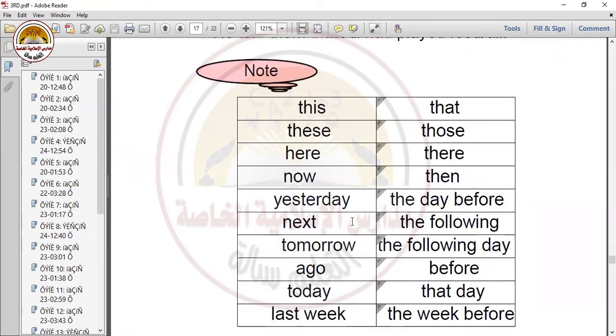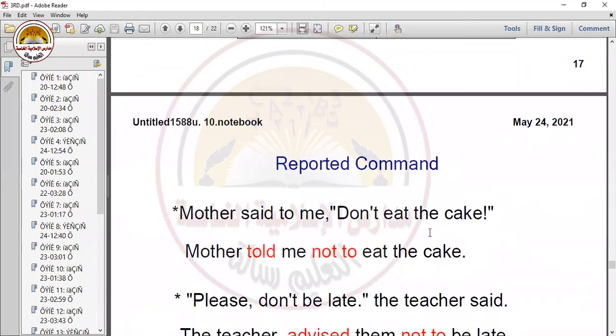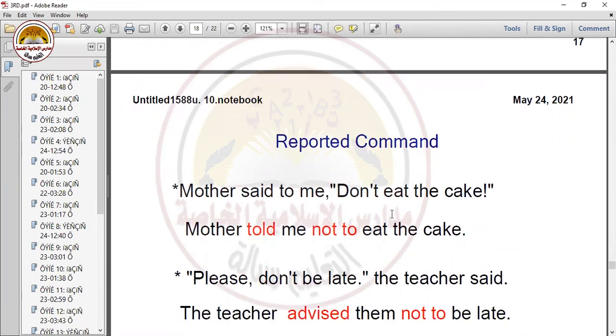This is in the statement, the reported statement. But if we have reported commands, then imperative sentences. Mother said to me, "Don't eat cake." Between the speech marks, we don't have a statement. It's an imperative sentence. الجملة الأمرية. Mother told me, we change said to told. We join with what? If it's an affirmative sentence, we join with to. If it's a negative sentence, we join with not to. My mother told me not to eat the cake. Remove the speech marks and join with not to.